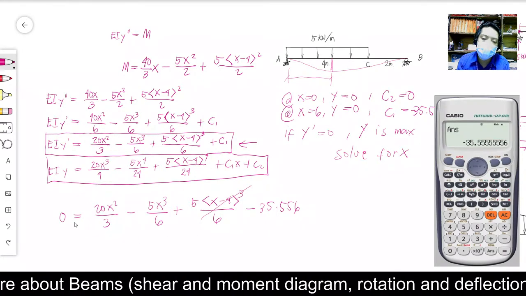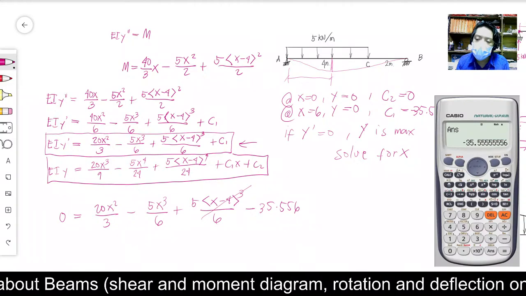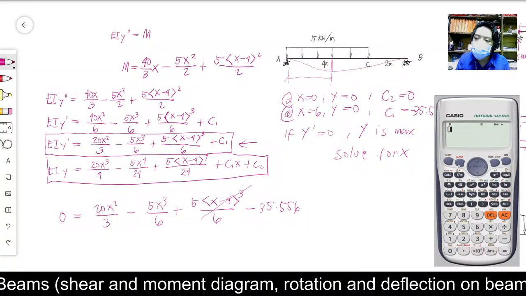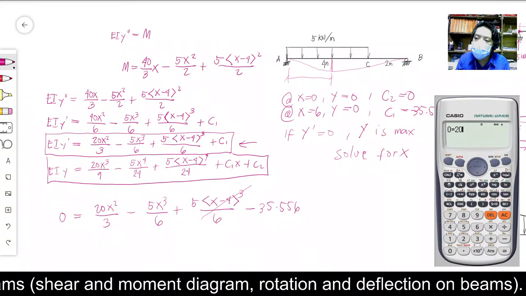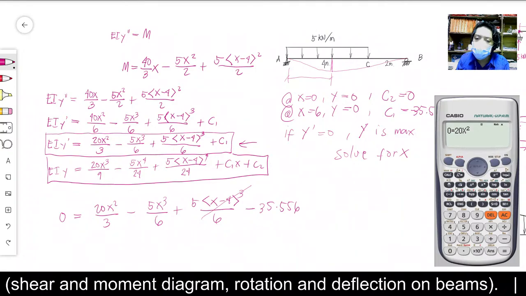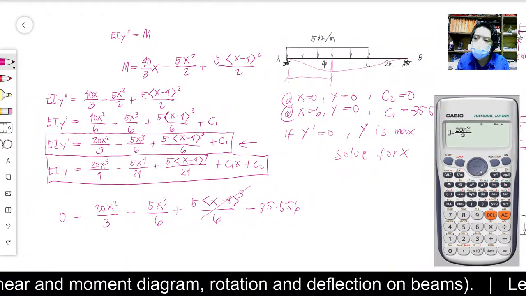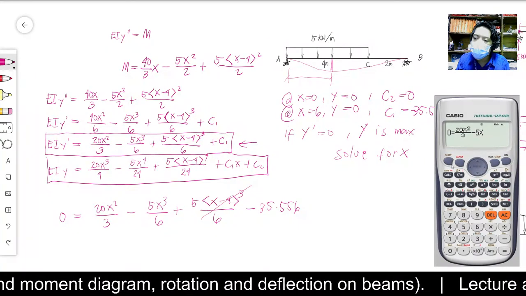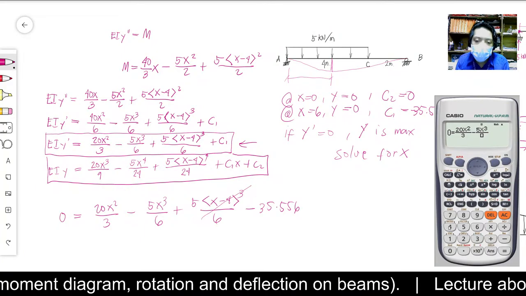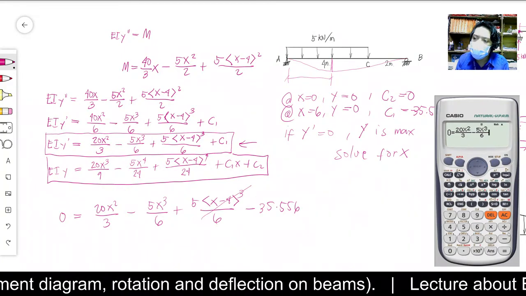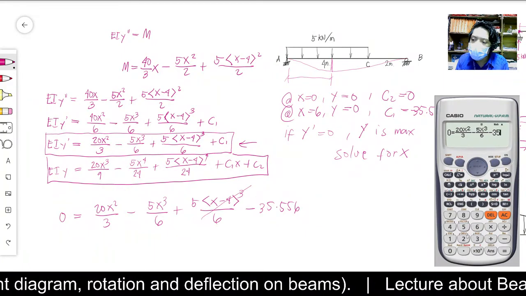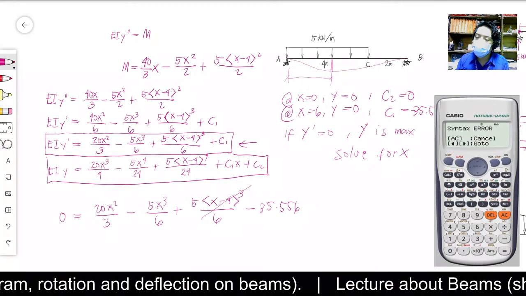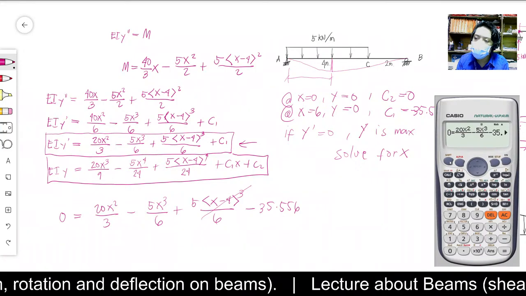Okay, now, solving for the value of x. Let me solve for the value of x. That is 0 is equal to 20 x squared over 3, minus 5 x raised to 3 over 6, minus 35.556. Oops, shift solve pala. Shift solve.